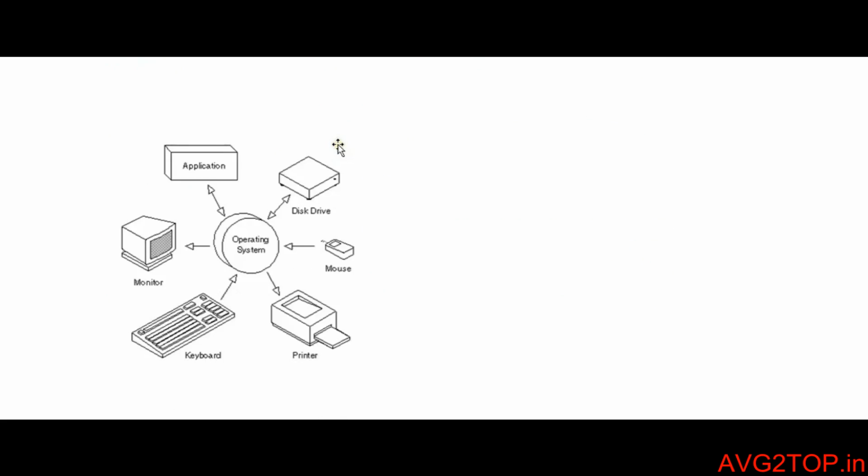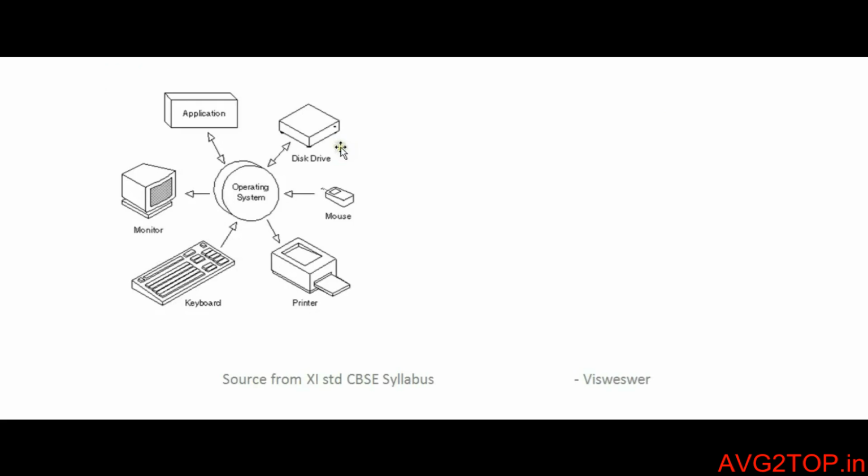So this diagram here represents very clearly what the functions of the operating system are. Here you can see the monitor and the printer act as output devices. Your keyboard and the mouse are input devices. There is the application software that you wish to install in your operating system, and you make use of the disk drive to save the operating system and to save your documents or your information in your disk drive.